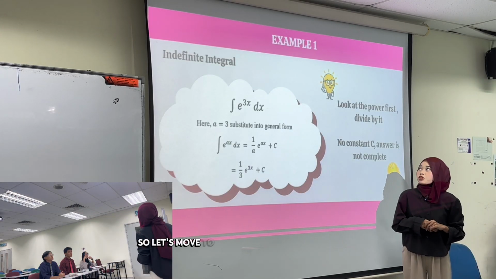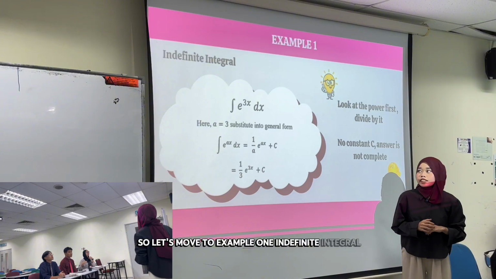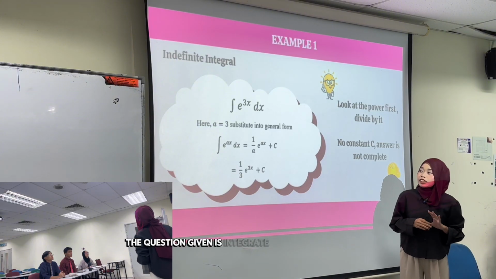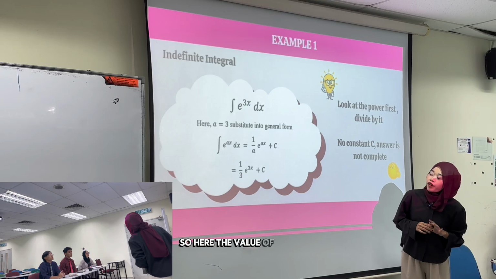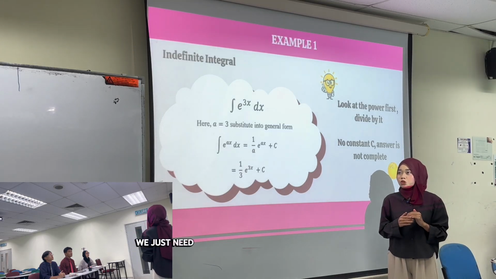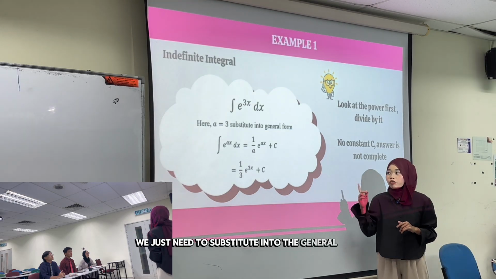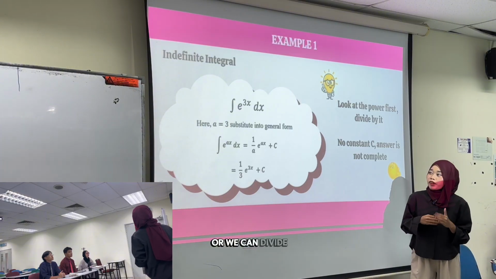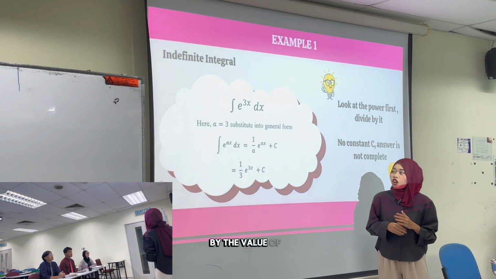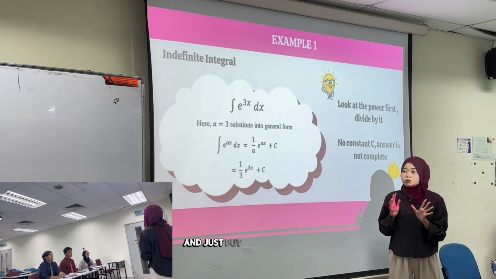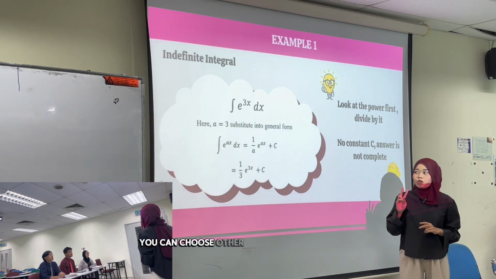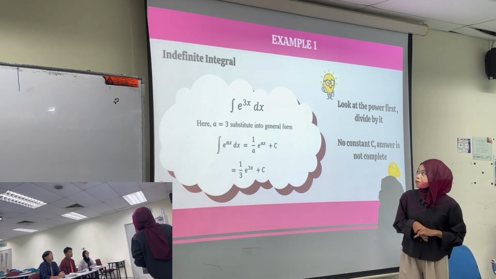So let's move to example 1, indefinite integral. The question given is integrate e power of 3x dx. So here the value of A is 3. We just need to substitute into the general form, or we can divide by the value of A and then keep the exponential part the same and just put the constant C. You can choose either one type of calculation.